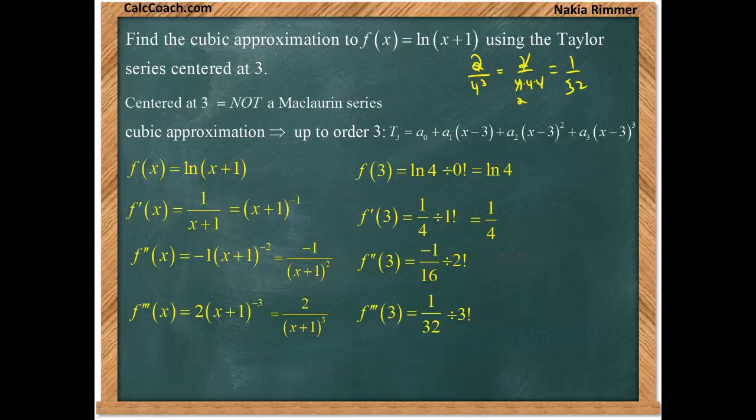2 factorial is 2. So you already have negative 1 over 16. Divide that by 2 and you get negative 1 over 32. If you already have 1 over 32 and you divide by 3 factorial, now that's a 6. So 32 times 6 is 192. 1 over 192. These are your coefficients, coefficients on powers of x minus 3. We have found exactly the A0, the A1, the A2, and the A3.